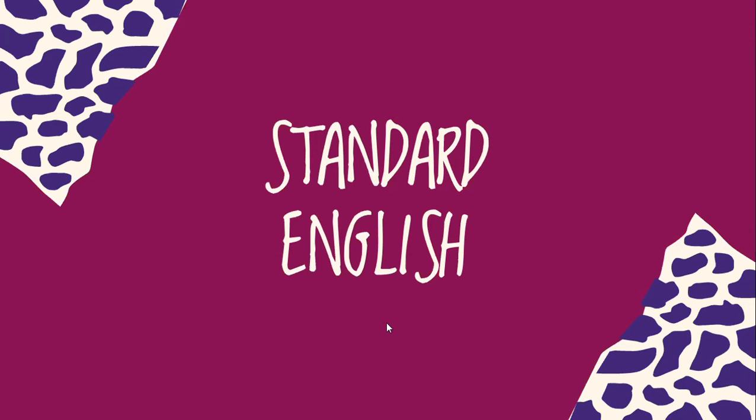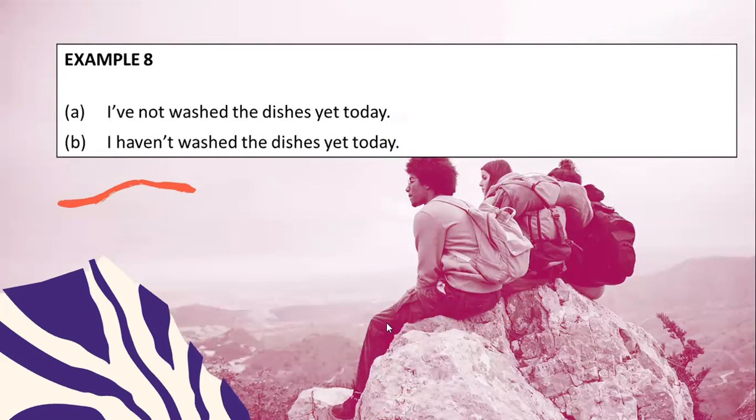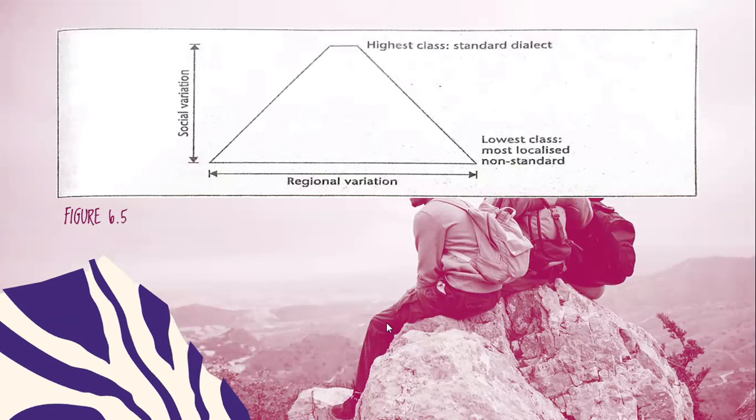Okay, standard English. This is the example. I've not washed the dishes yet today. I haven't washed the dishes yet today. So these two have different grammatical features. And this is figure 6.5. Just like I said just now, regarding the regional variation.